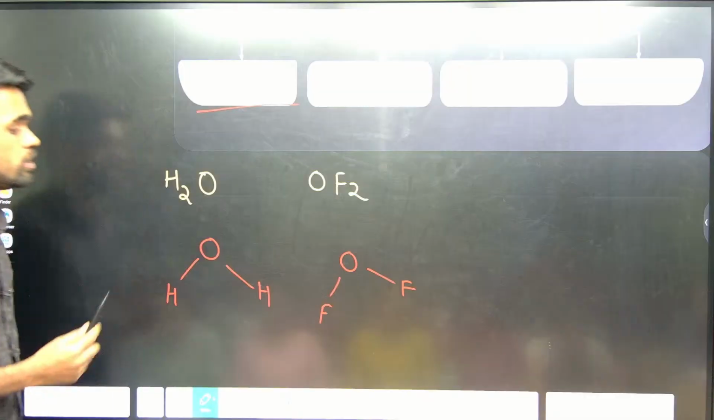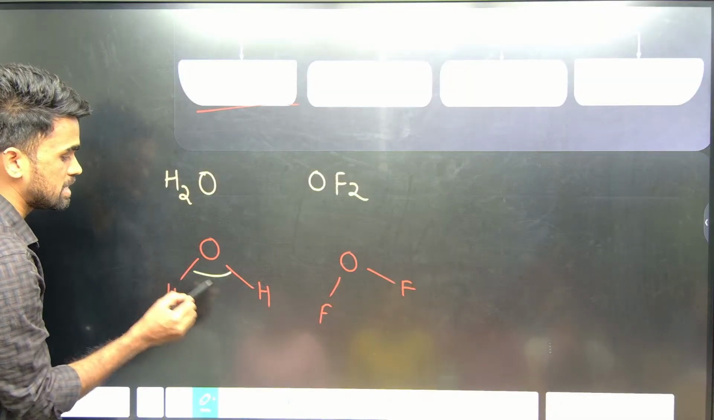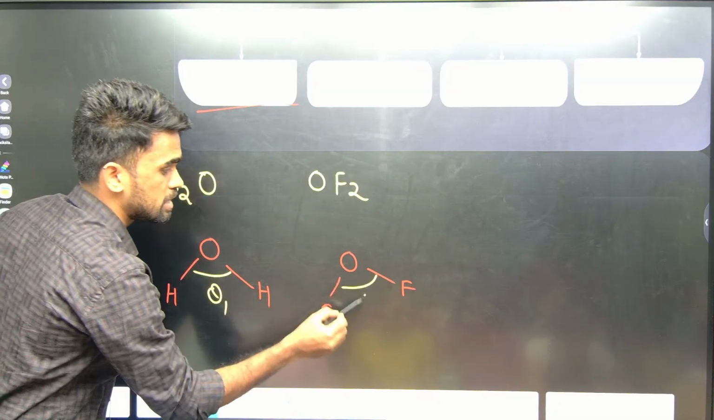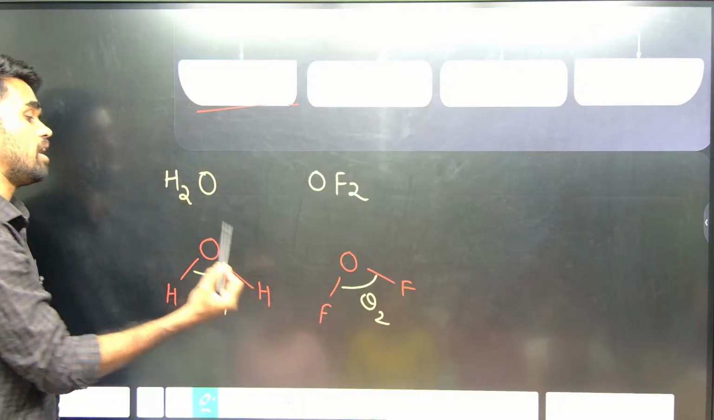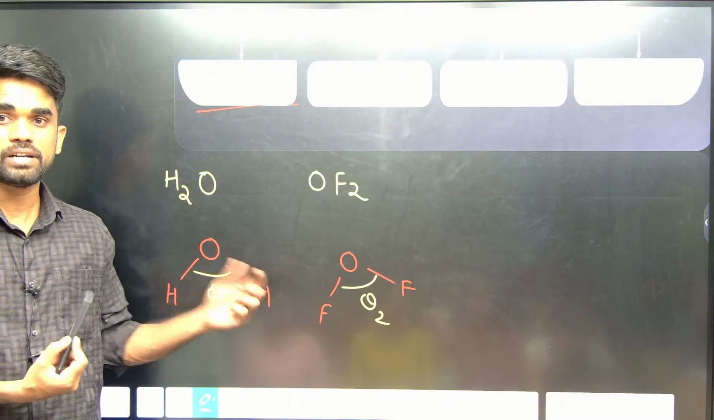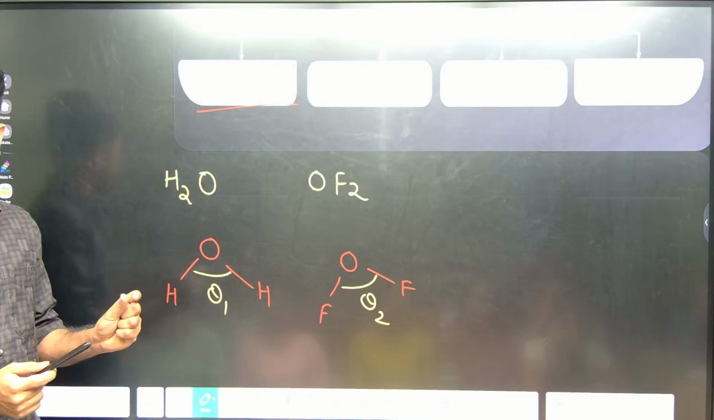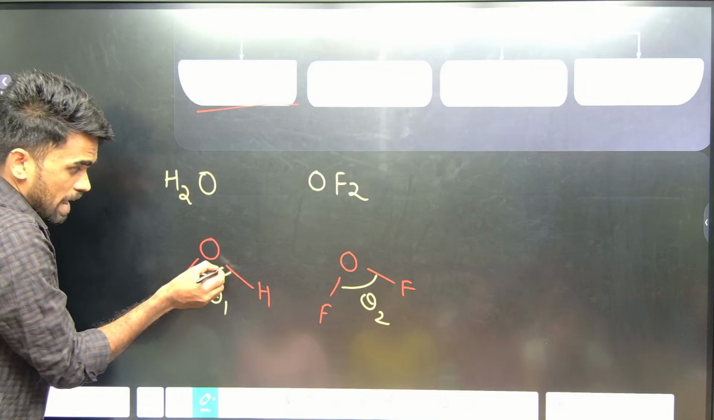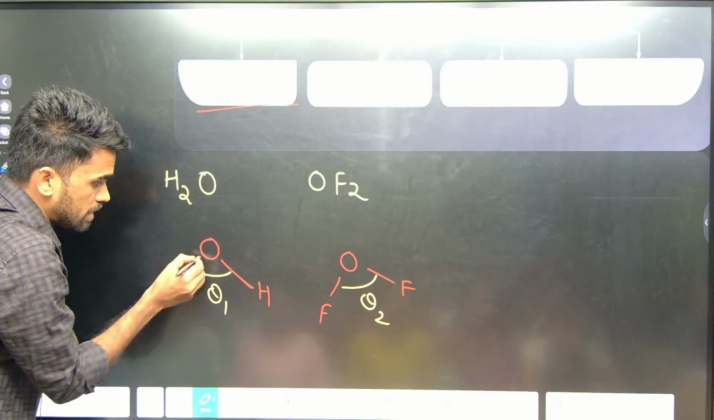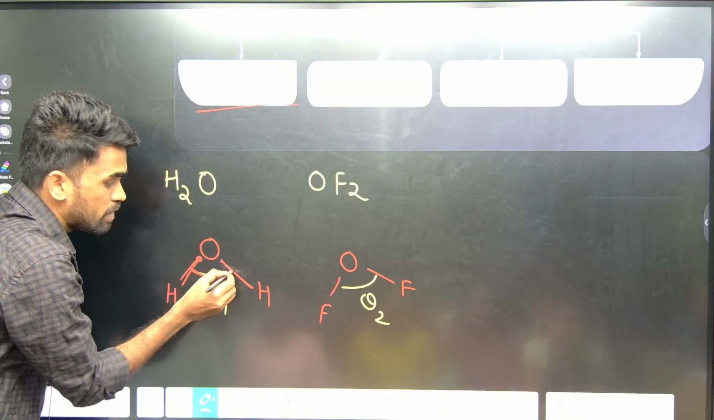So now you need to compare these bond angles. Let us say this is θ1 and let us say this is θ2. Now tell me what is the order between θ1 and θ2, which is greater, I am asking. See, how can you decide the bond angle? Means the electron density at this center. This is the angle we are looking at now.